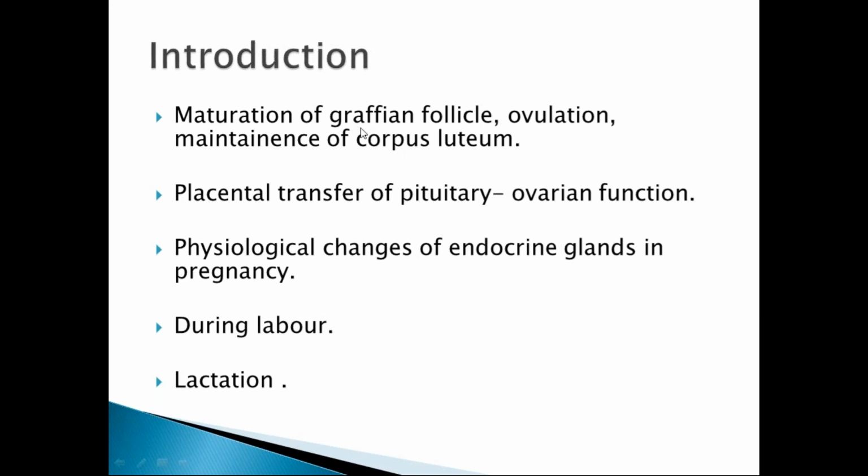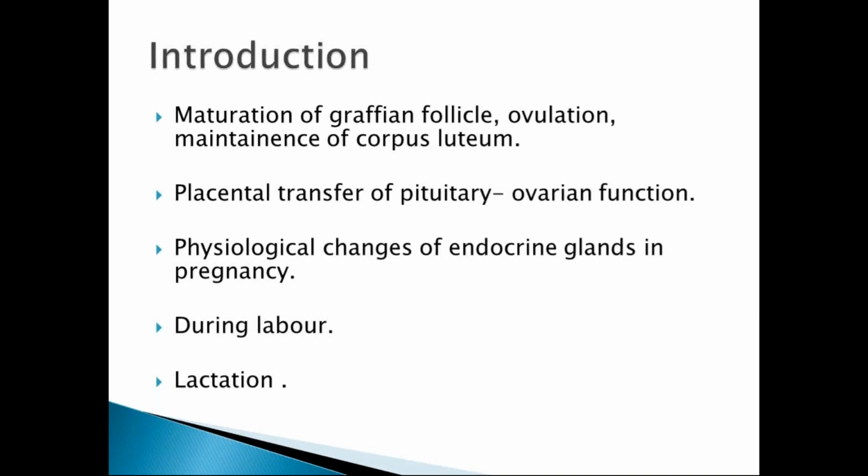Endocrinology means hormones. These hormones are essential for maturation of the Graafian follicle, ovulation, and maintenance of the corpus luteum. For maturation of the Graafian follicle, both FSH and a minimal amount of LH, even estrogen, are required. For ovulation, there is a requirement of an estrogen surge followed by an LH surge, and after fertilization, the maintenance of the corpus luteum is by HCG, which is synthesized by syncytial trophoblast. So for the maturation of the Graafian follicle followed by ovulation, fertilization and maintenance of the corpus luteum, these hormones are essential.